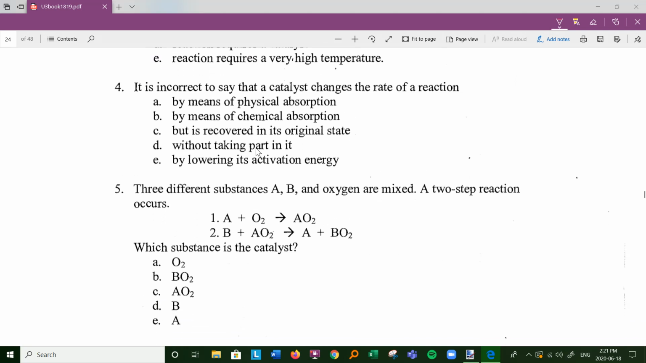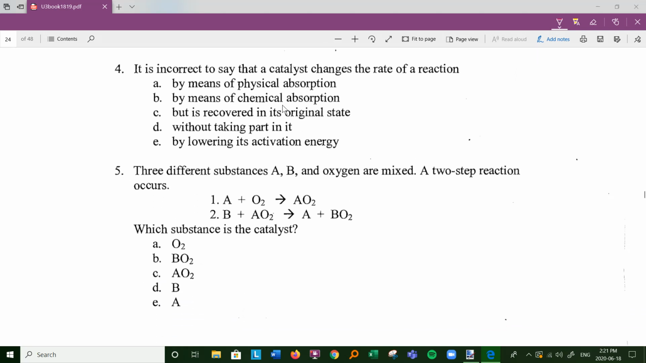Incorrect to say that a catalyst changes the rate of reaction. Physical and chemical absorption are just methods in which a catalyst will work. Physical absorption is often with heterogeneous catalysts, and chemical absorption with homogeneous catalysts, not always, but most of the time, without taking part in it. A catalyst does take part in a reaction, in one of the steps, we'll get into that in more reaction mechanisms. And it does lower the activation energy. And it can be recovered in the original state. So D is my best answer for question 4.